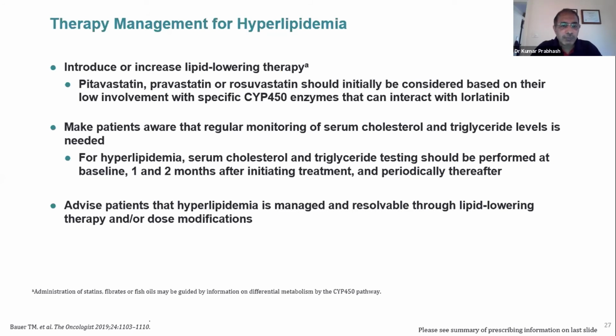As I said, we need to learn about managing the side effects. One of the important aspects is lipid lowering therapy. In my practice, almost every patient has required this. So we need to be careful that as early as possible, once the cholesterol is going high, it's good to start a lipid lowering agent, especially one that has lesser impact on cytochrome P450 enzymes so that it doesn't interact with the drug. Make the patient aware that regular monitoring of serum cholesterol and triglyceride is needed, and the moment it is on the higher side, it is good to start the treatment so that we don't have to deal with really significantly higher lipid levels in these patients.